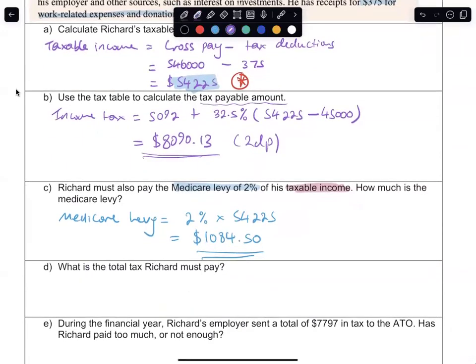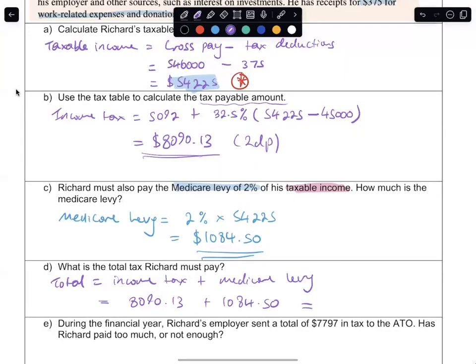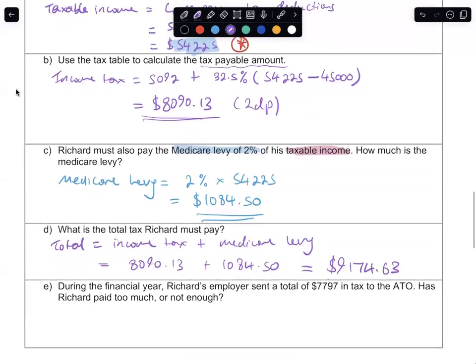The total tax is quite important because what we need to do is add both the tax payable and the Medicare levy together because they are both taxes we have to pay. So total tax is equal to our income tax, which we calculated in Part B, plus our Medicare levy, which we just did a moment ago. We add those two values together. Okay, and once we've simplified that, it will work out to be $9,174.63. Okay, that's our total tax payable.